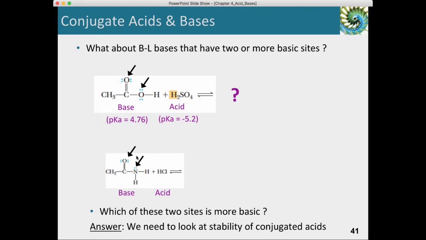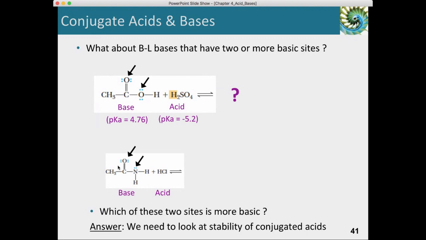So you will find in the future molecules that are acting as bases and might have potentially different basic sites, and you will need to determine which one is the more basic. Or the opposite, you can have a molecule with two different acidic sites, and I will give you an example of that too. So when you have more than one site that can be reactive in the molecule, you need to determine which one is the more reactive.